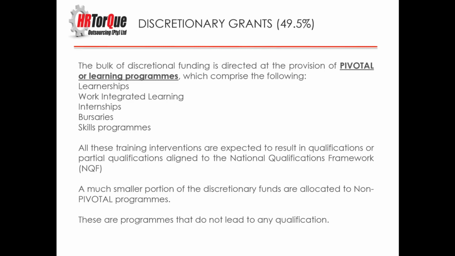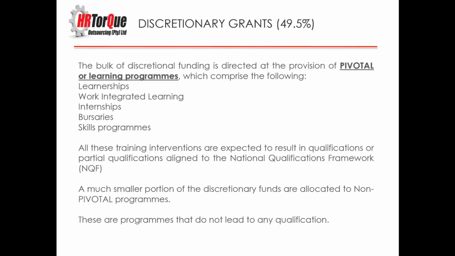So if you're looking on their website or on emails for this window to open, and actually looking at the sector skills plan and seeing what funding is available, you have the ability to actually get much more than the 49.5% back. As I said just now, most of these training interventions are expected to result in a qualification. So when we look at learnerships and internships, bursaries, skills programs, they focus a lot of the discretionary grants on pivotal programs.